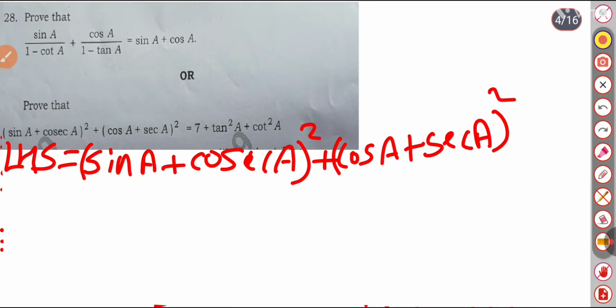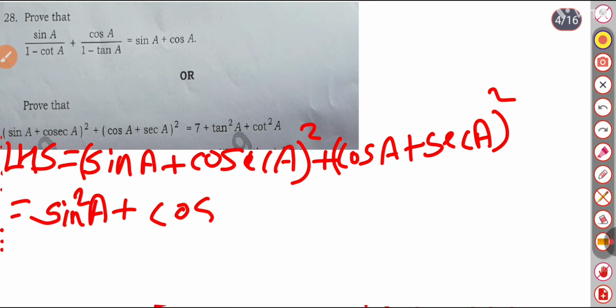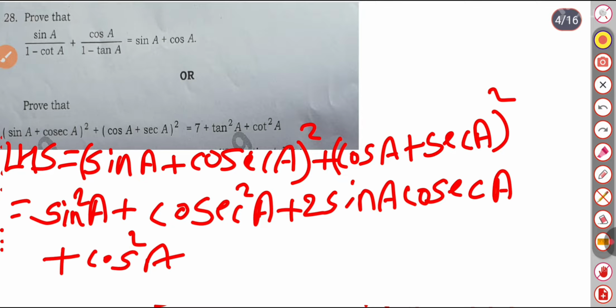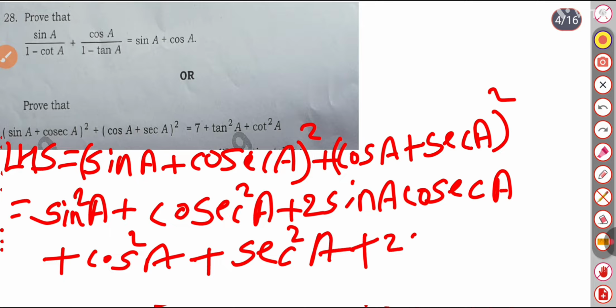For this, we'll remove the brackets. How can we remove the brackets? By using the formula (A plus B) whole square. That is sin square A plus cosec square A plus 2 sin A cosec A. Again the same formula: plus cos square A plus sec square A plus 2 cos A sec A.